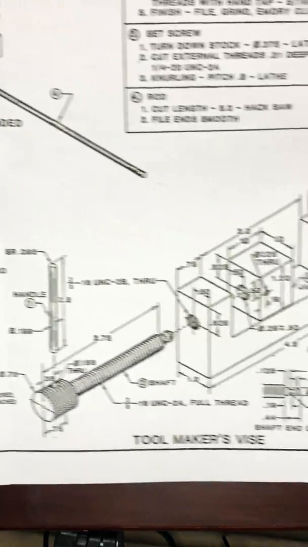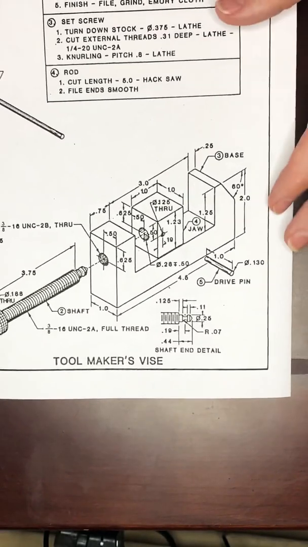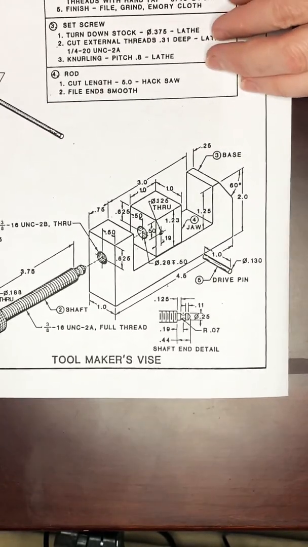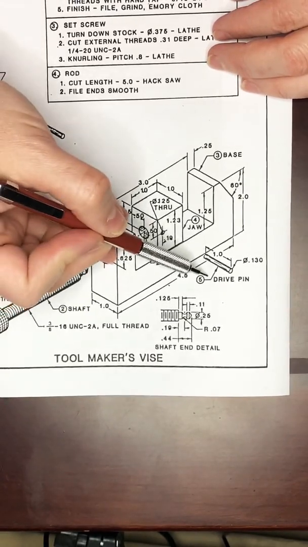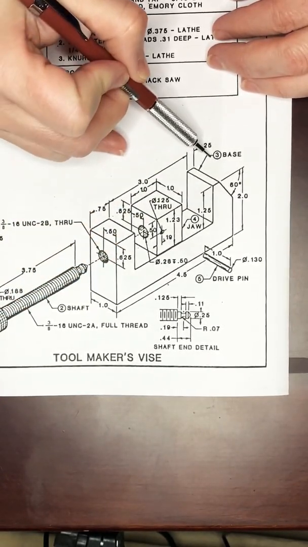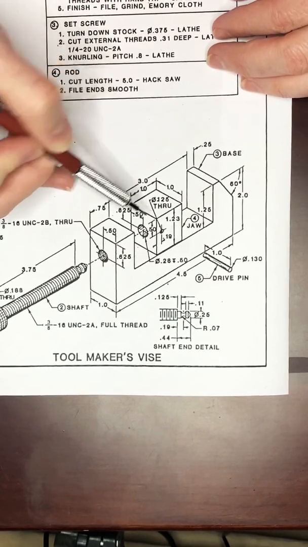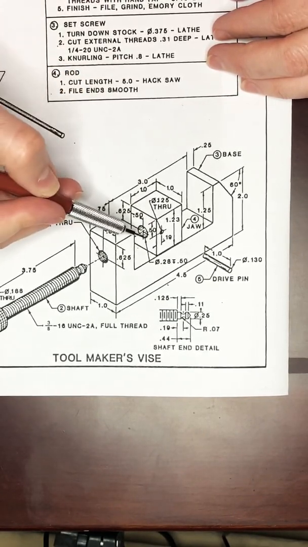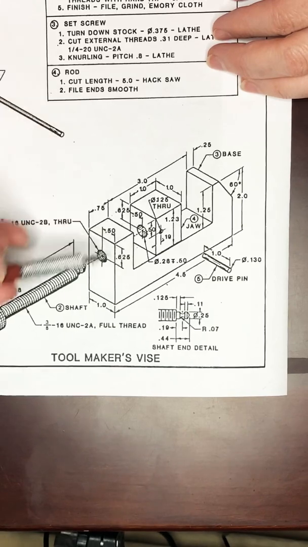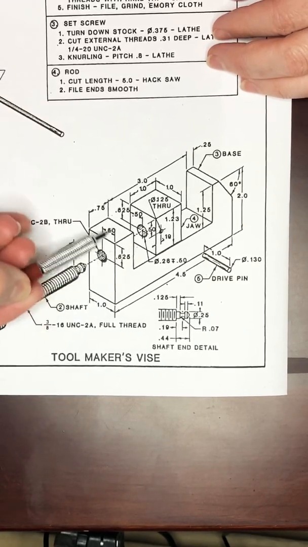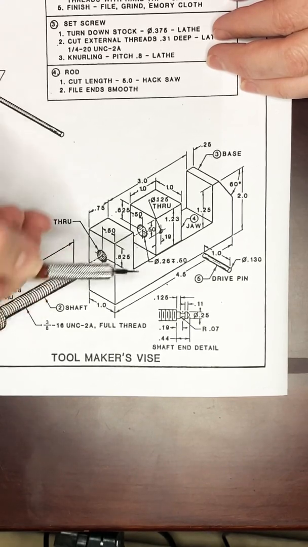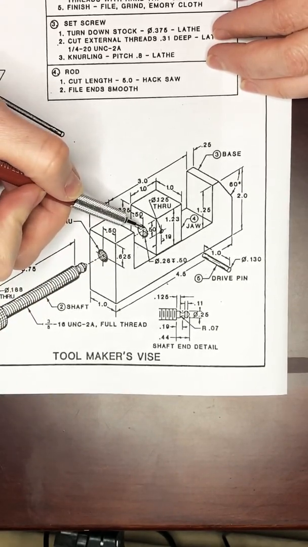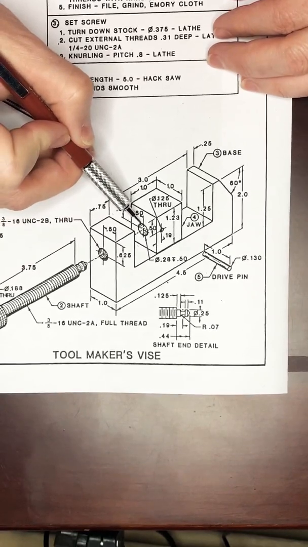Now, let's move to the toolmaker's vise. Okay, this is the toolmaker's vise. You have the parts, you have the handle, you have the shaft, you have a drive pin, you have the base, and you have the jaw. Inside the jaw, it has a hole that you can't see because this piece is in the way when you place the shaft into it. So we call this a blind hole.